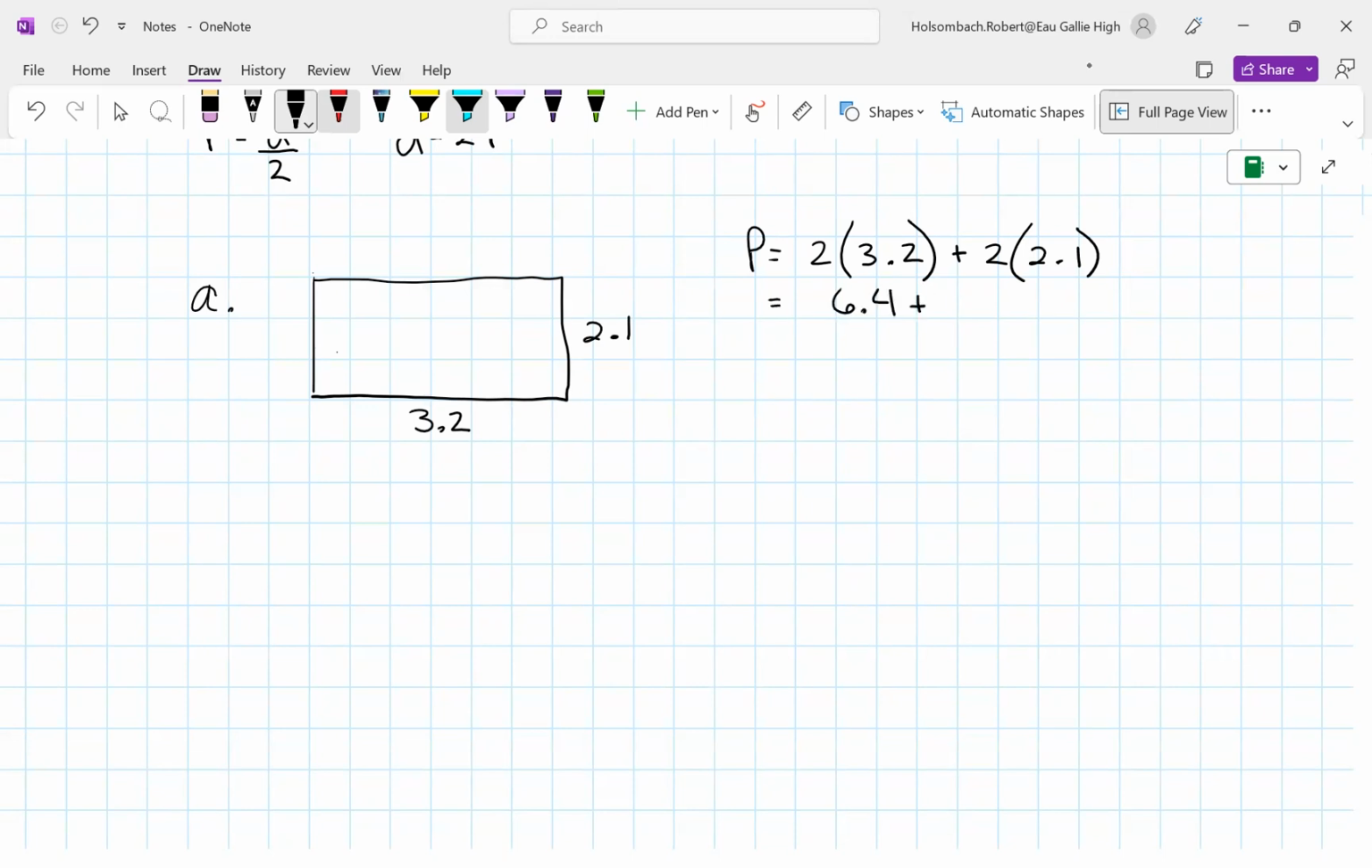2 times 2.1, 4.2. And when we take 6.4 plus 4.2, we get 10.6. Now, these dimensions that were given were in centimeters. So our perimeter is in centimeters.